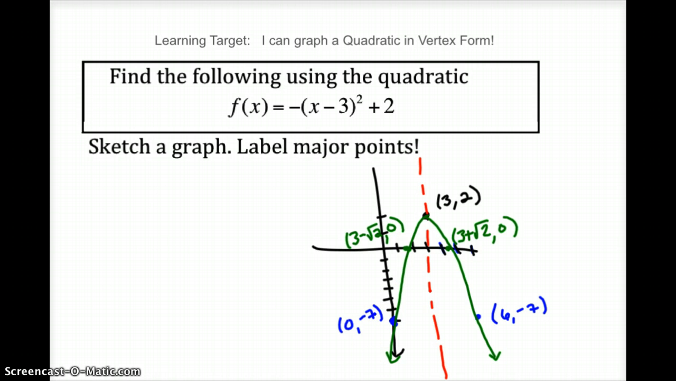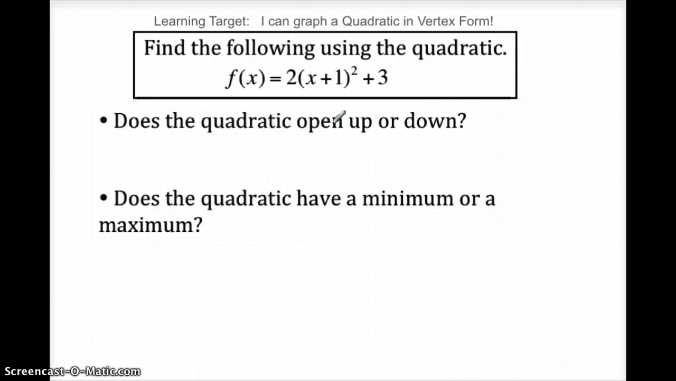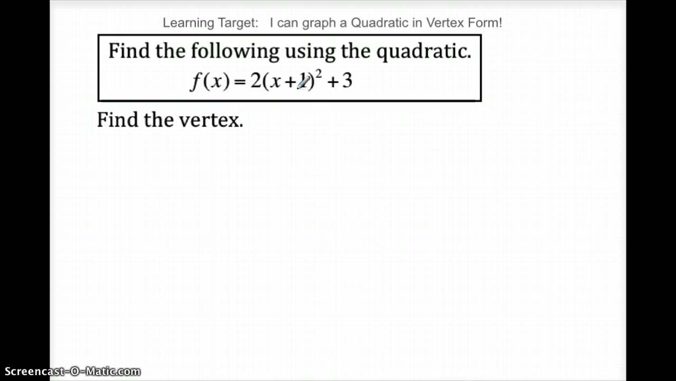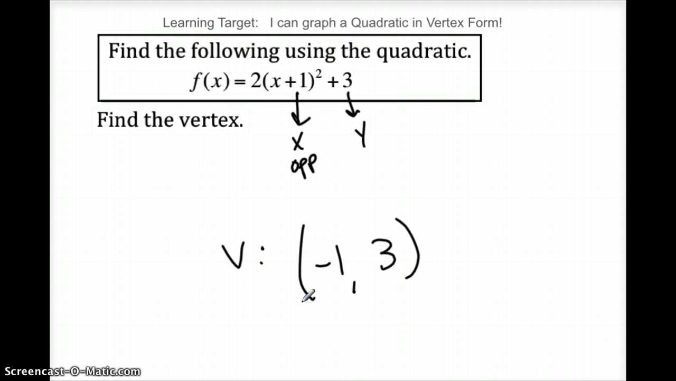I'll start another example. I might not get to finish with time. I'll try to go quick as I can, but I want to show you another one at least. This guy, because this 2 is positive, opens up, and that means he has a minimum. The vertex, remember, this is my x number, I just do the opposite, and this is my y number. So my vertex would be the point -1, 3.